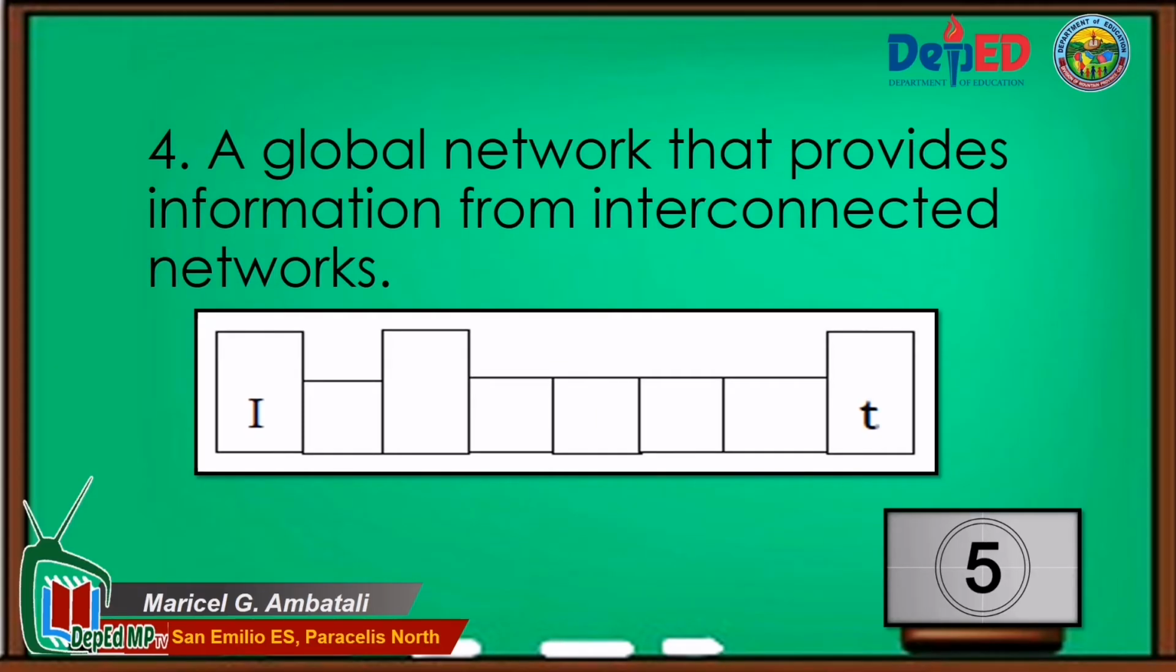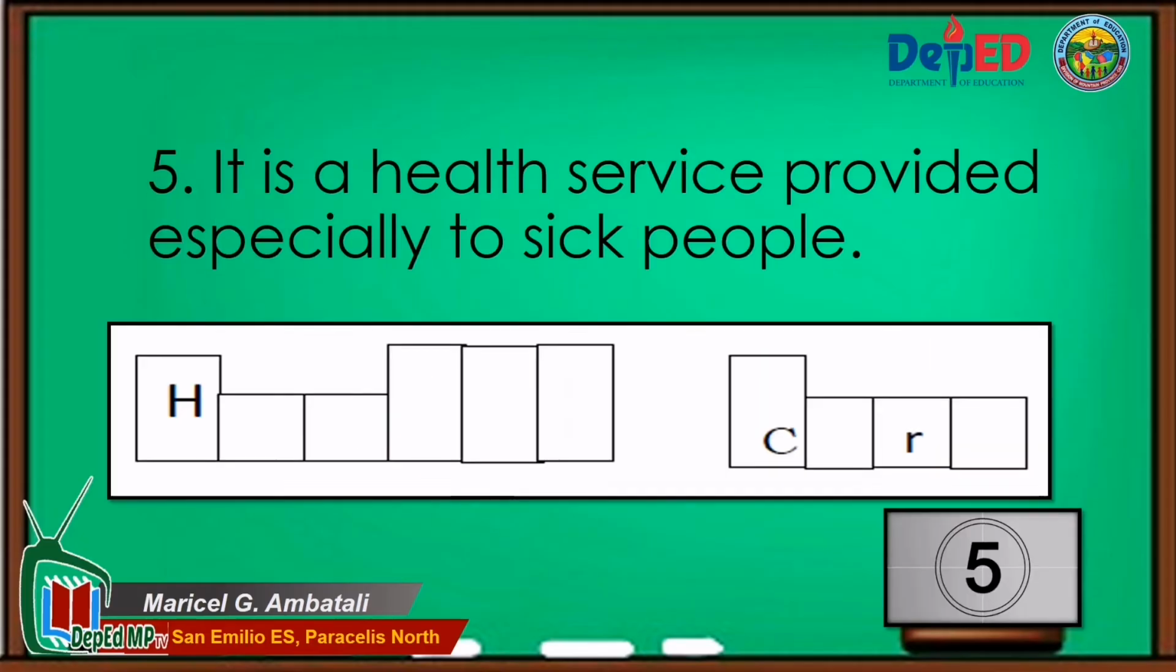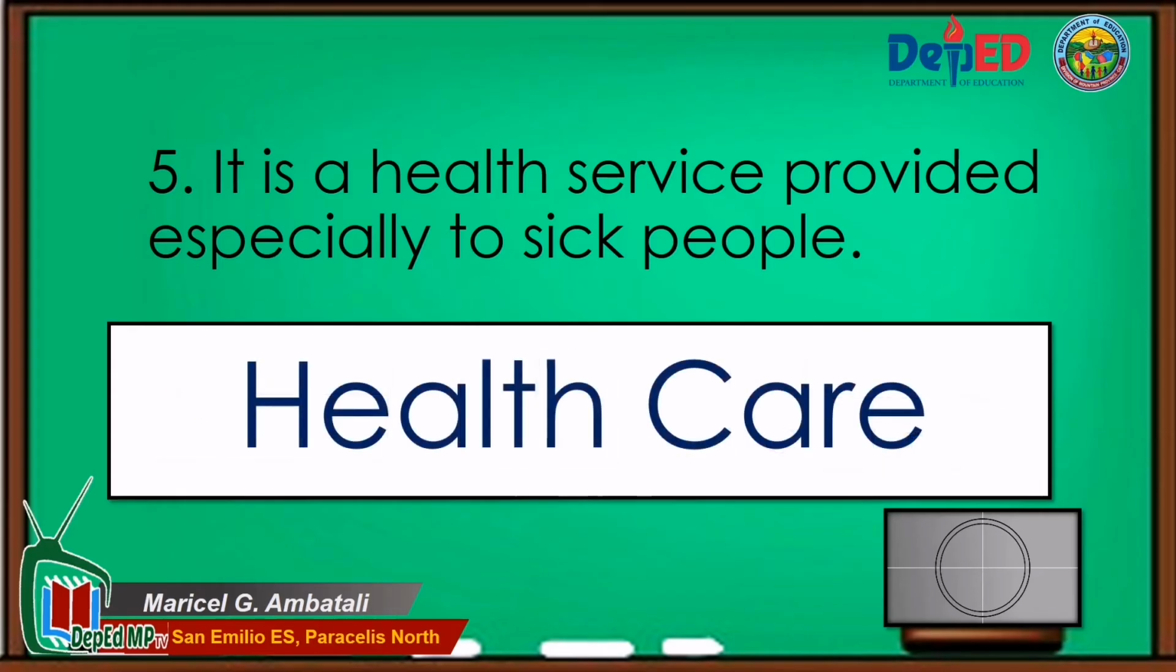Number 4. A global network that provides information from interconnected networks. The correct answer is internet. Number 5. It is a health service provided especially to sick people. The correct answer is healthcare.